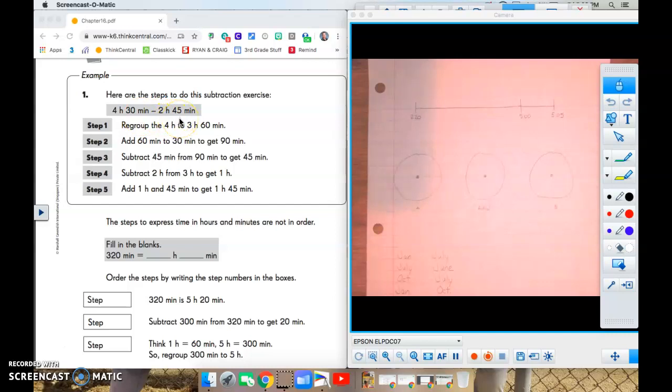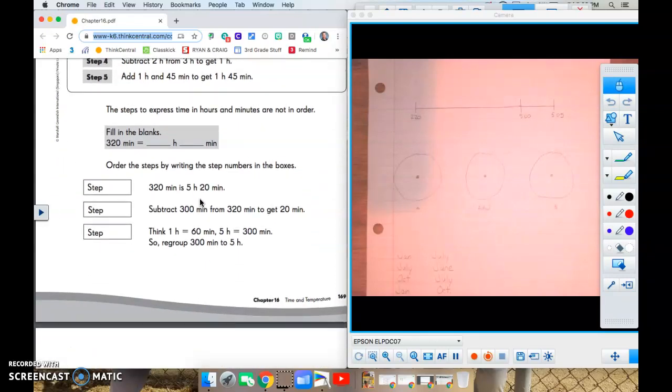So you can see that we need to regroup 4 hours to 3 hours and 60 minutes. Okay. And we're going to add 60 minutes to the 30 minutes to get 90 minutes. Subtract 45 from that 90. Okay. To get 45. 45 plus 45 is 90. All right. And then we're going to subtract the 2 hours from the 3 hours that's left over from the 4 hours, right, to get an hour. And we're going to add the hour plus the 45 minutes that we had, and we're going to get our answer of 1 hour and 45 minutes.